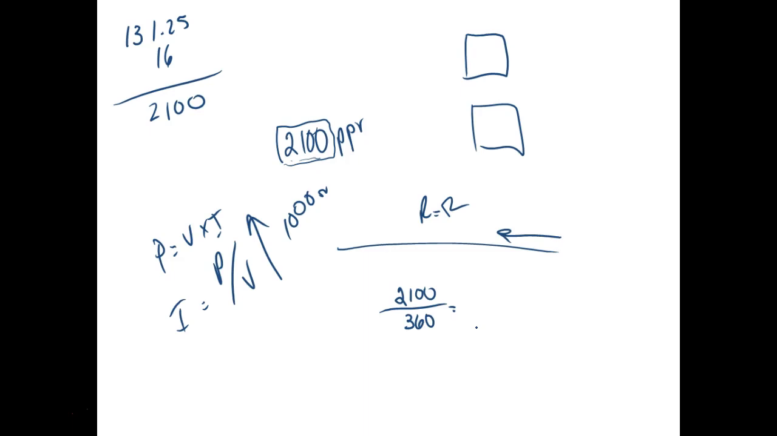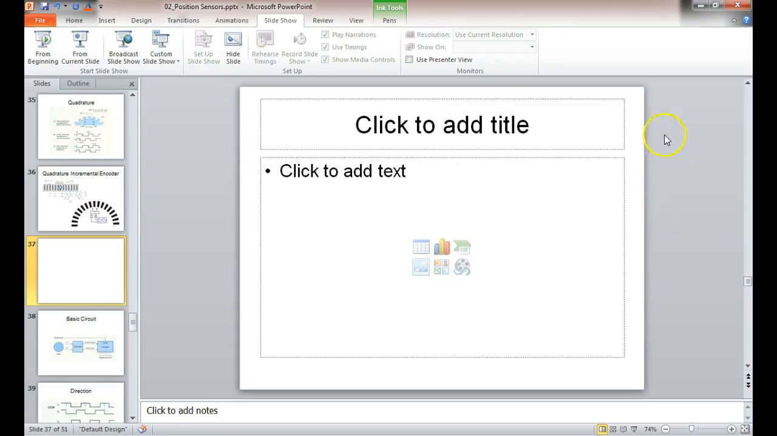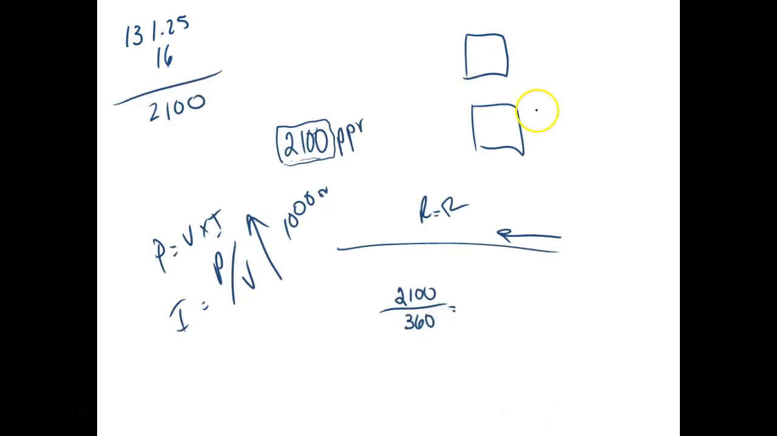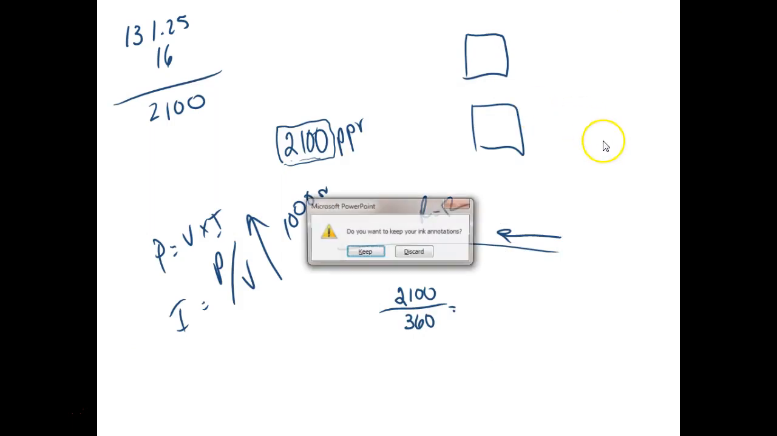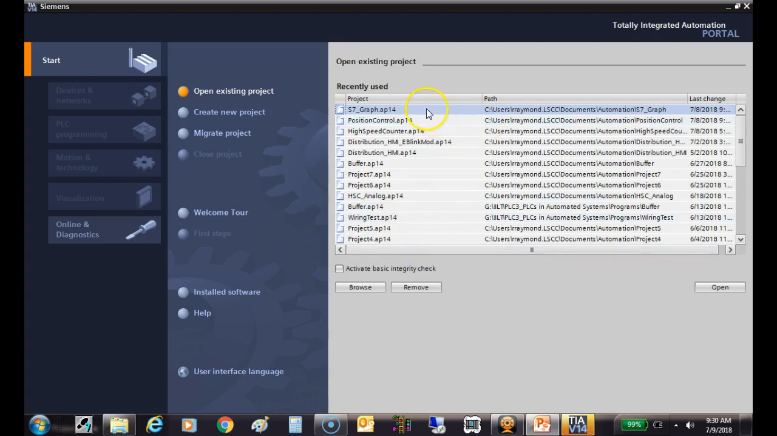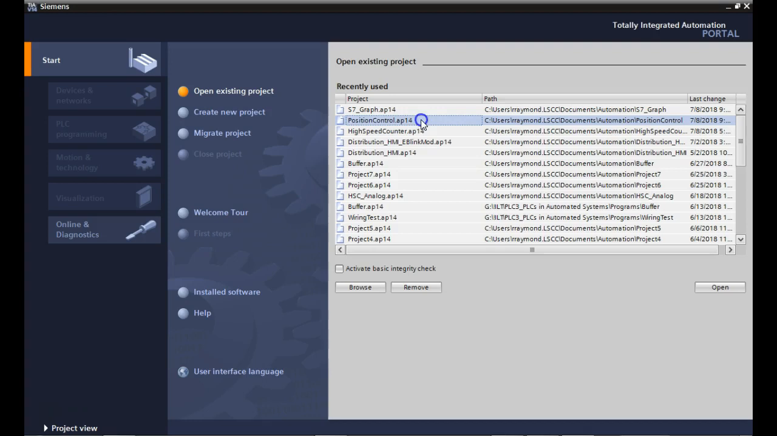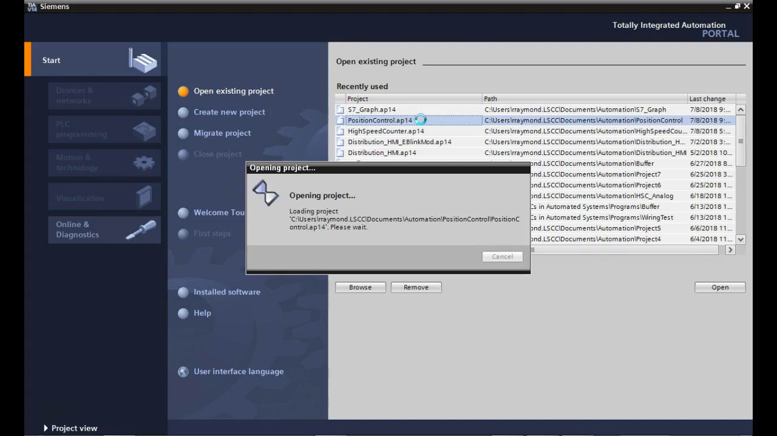But most of these you can figure out. So if I get 2100 pulses for one revolution, then what would it be for 180 degrees? It's going to be 1/2 of this, right? So I have my high-speed counter.